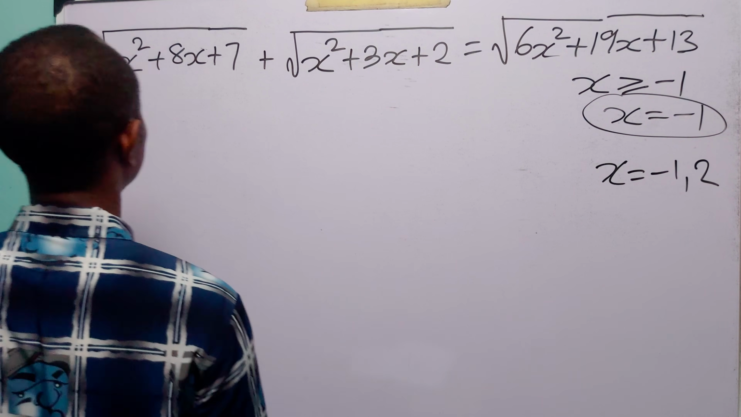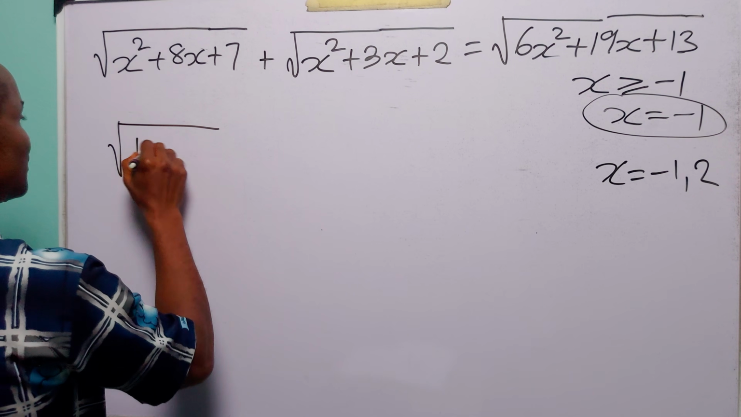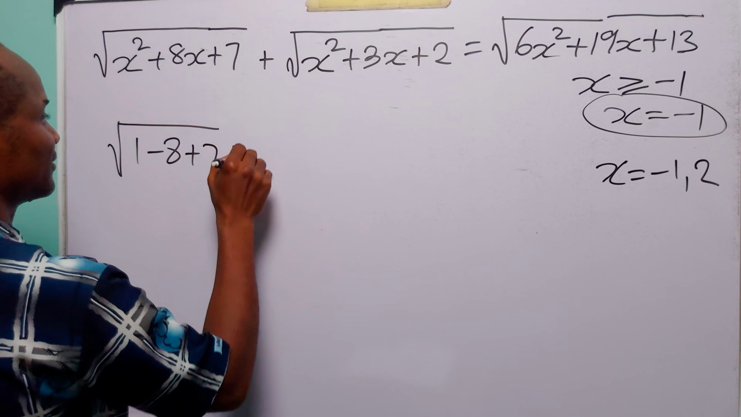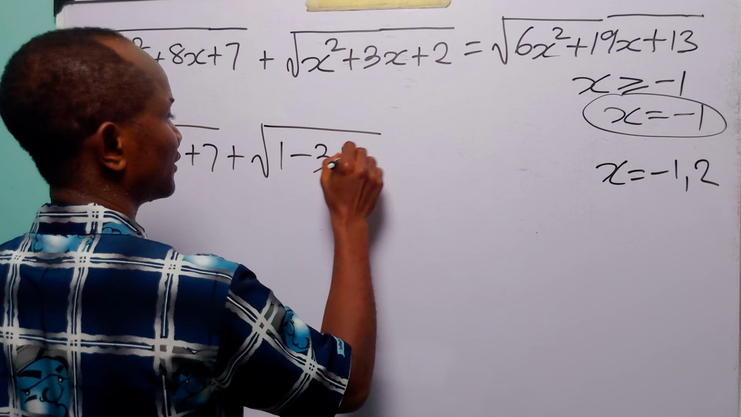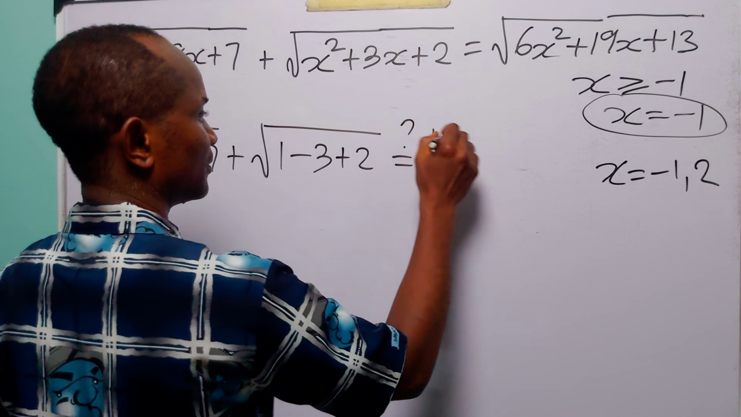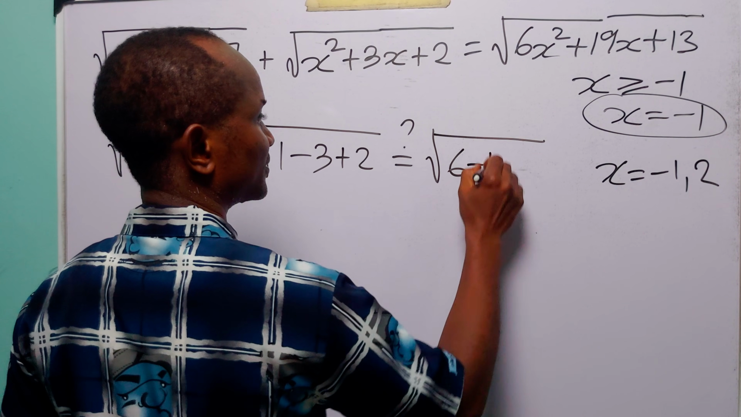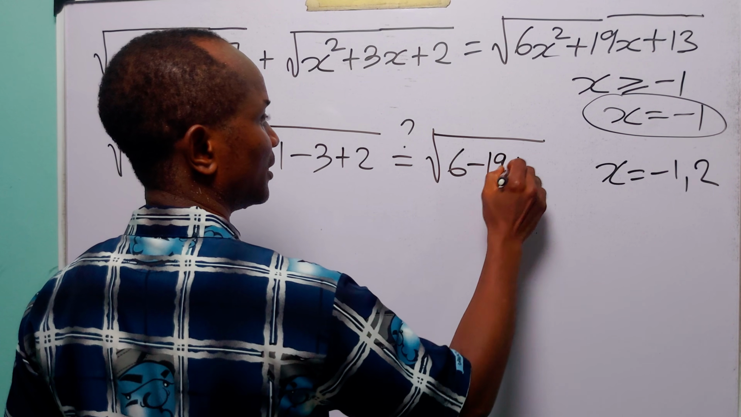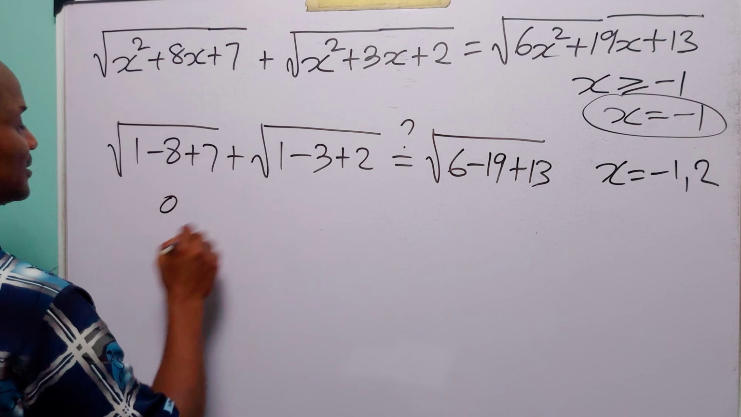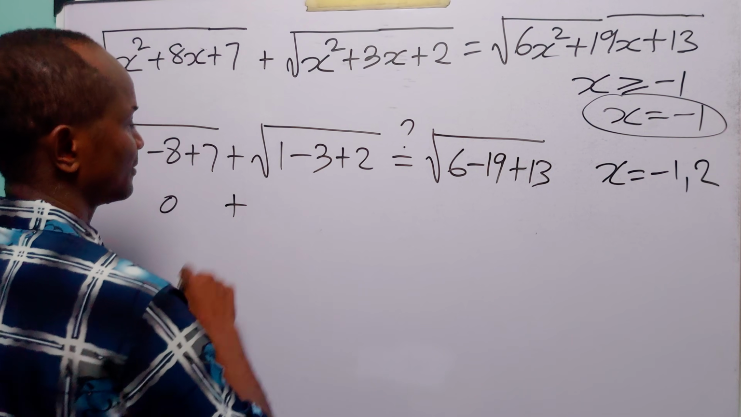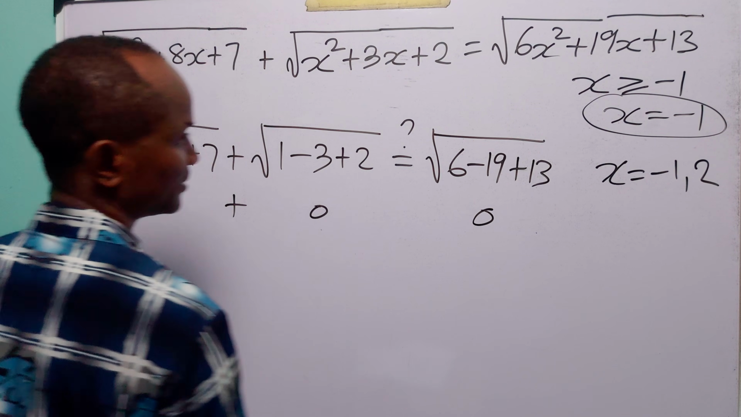When x is equal to minus 1, we have the square root of 1 minus 8 plus 7 plus the square root of 1 minus 3 plus 2. Here we have the square root of 6 minus 19 plus 13. 8 minus 8 is 0. 3 minus 3 is 0. 19 minus 19 is 0.